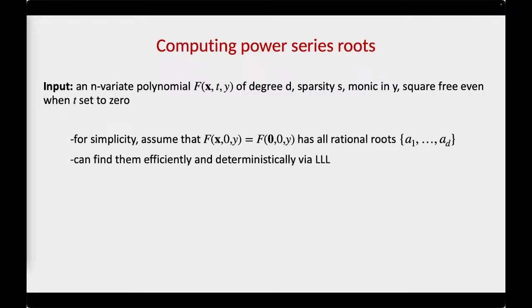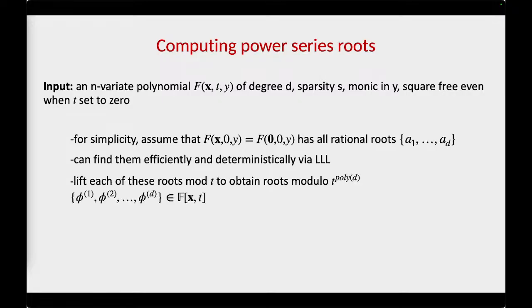So we can actually compute these rational roots efficiently and deterministically by the LLL algorithm. So let's do that. Let's compute A1 up to AD. Then we can start from each of these AIs and lift them to a power series root modulo some power of t. And as Peter pointed out, once you get a starting point for Newton iteration, the lifting process itself is completely deterministic. So there's no randomness used in this process. So we got our hands on AIs, and from here we'll apply the lifting process to get truncations of PI up to sufficiently high accuracy.